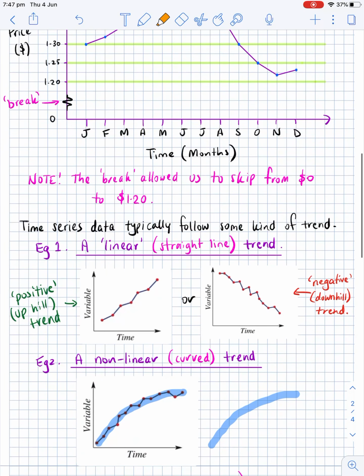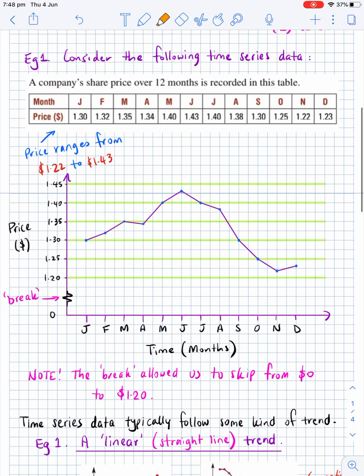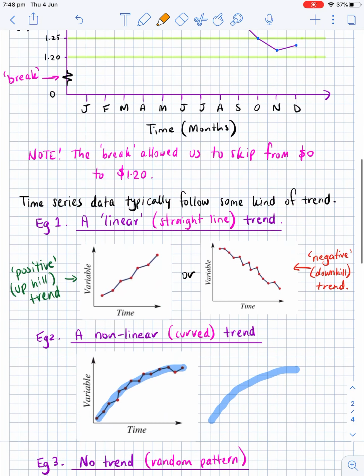Okay, moving on. Time series data typically follow some kind of trend. You've got to be able to deal with the idea of a trend with these sorts of data sets. First up, we can have a linear trend. A linear trend means a straight line trend. You can see with this graph it's going up in a straight line. It's not a perfect straight line, it doesn't have to be perfect, but it roughly makes a nice uphill line. We call that a positive trend or an uphill trend because it's going uphill.